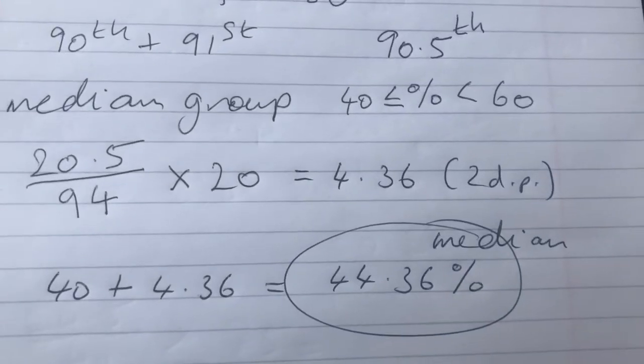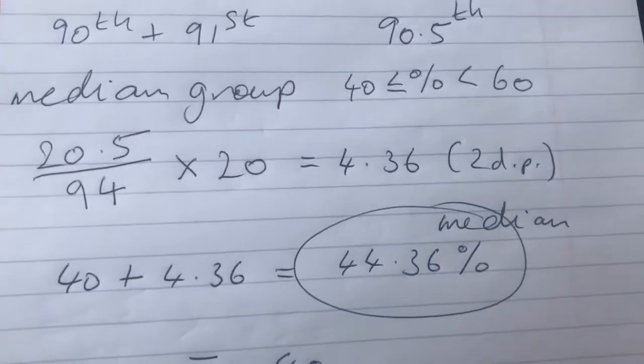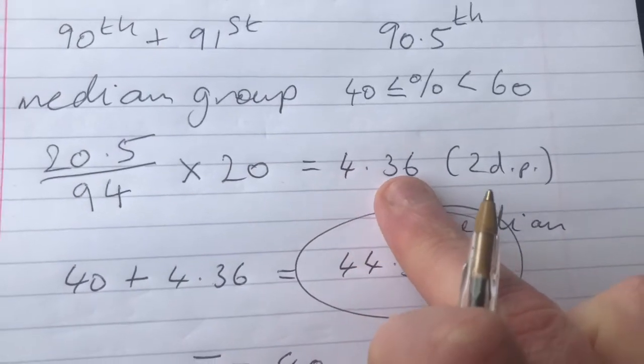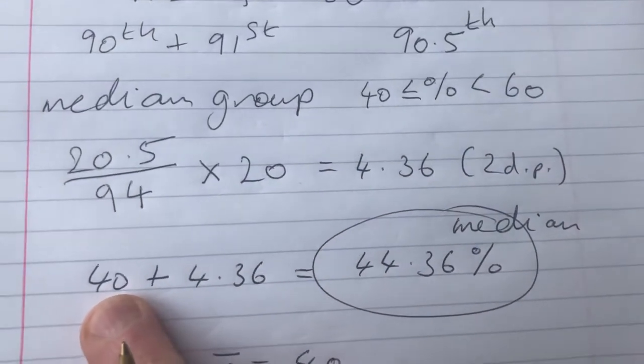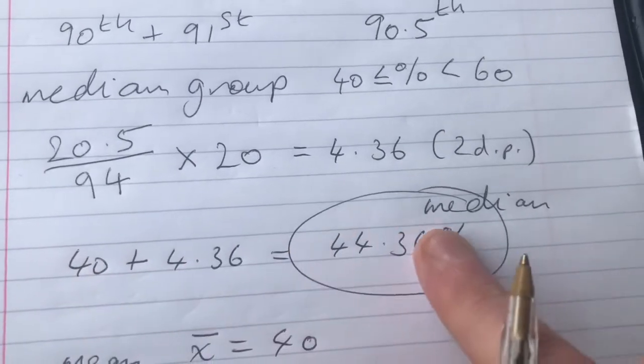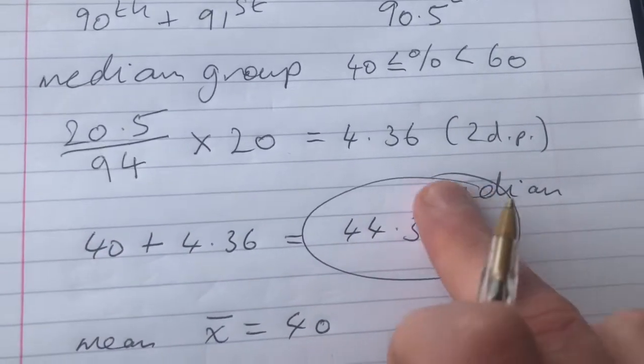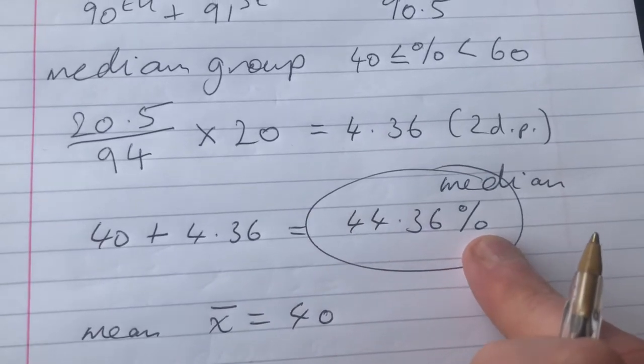So there we go, the calculation is done on my calculator. I am getting 4.36 into the group data-wise. So add that to the lower boundary of the group, which is 40 here, to get the estimated median, which is 44.36, and then we're in percentages here.